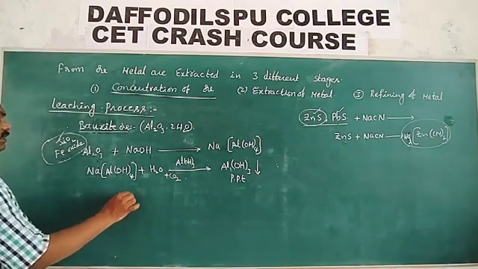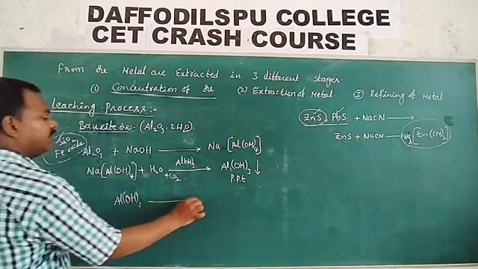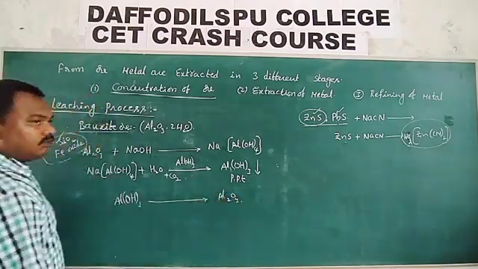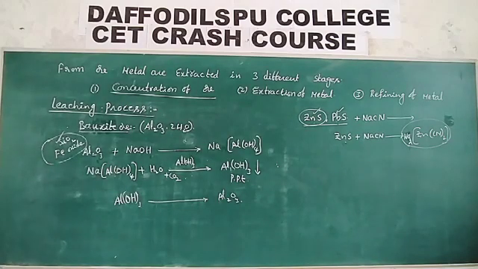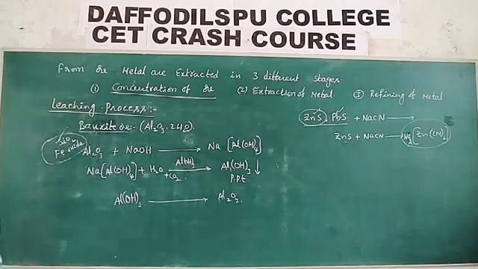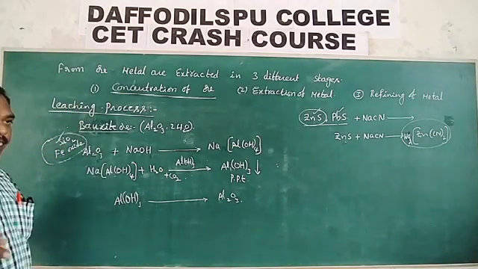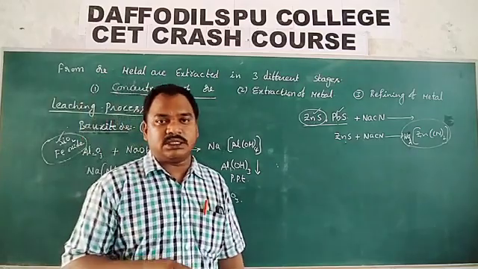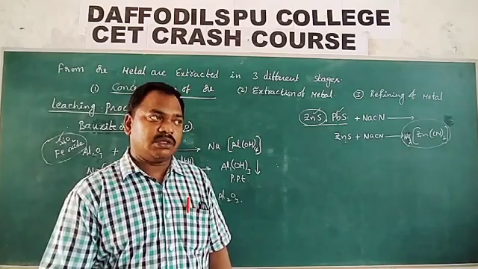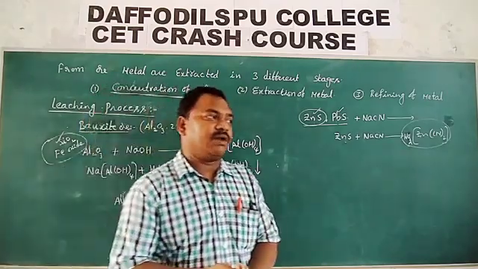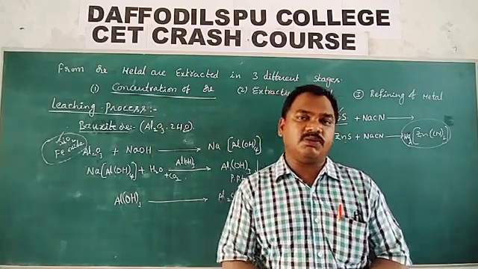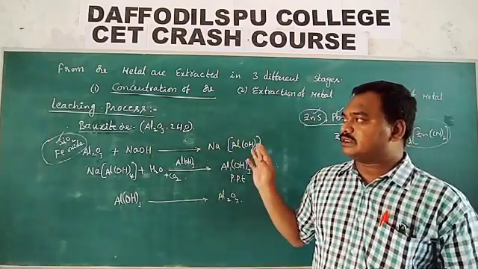This Al(OH)3, on heating to about 1200 degrees centigrade, gives anhydrous Al2O3, alumina. So this is about the leaching process. For which thing is this leaching process employed? To separate the impurities from the ore.